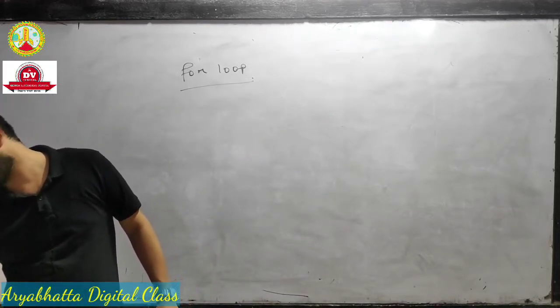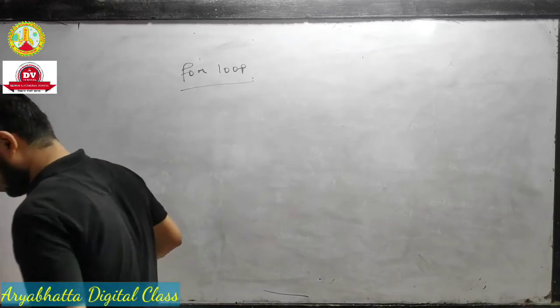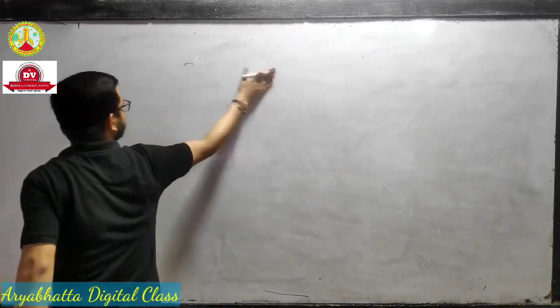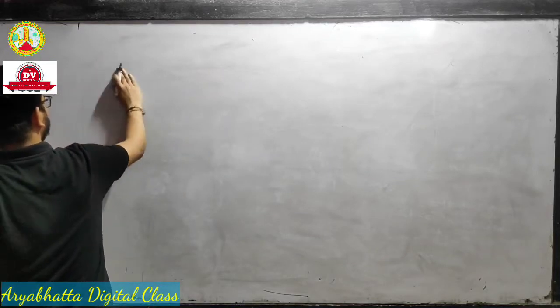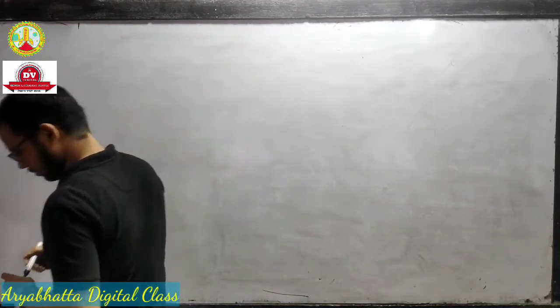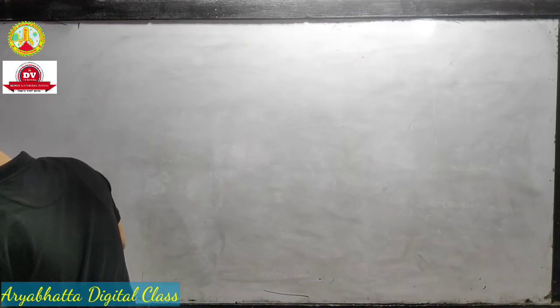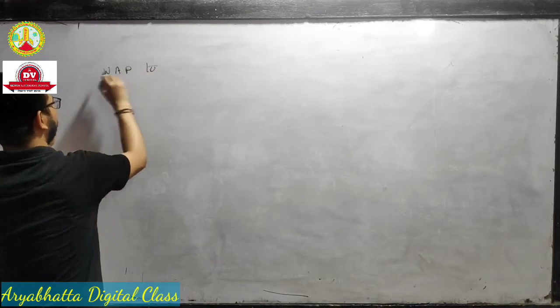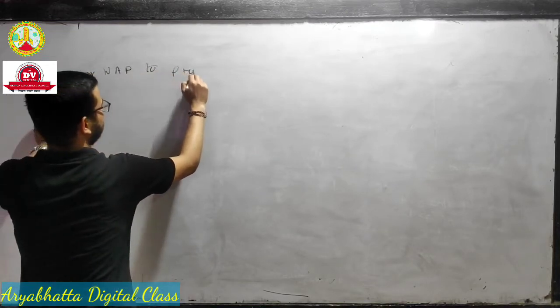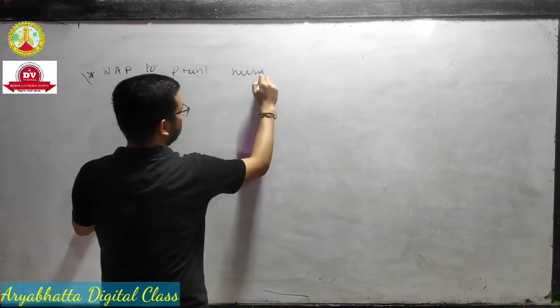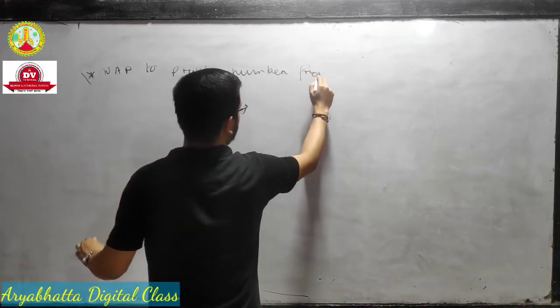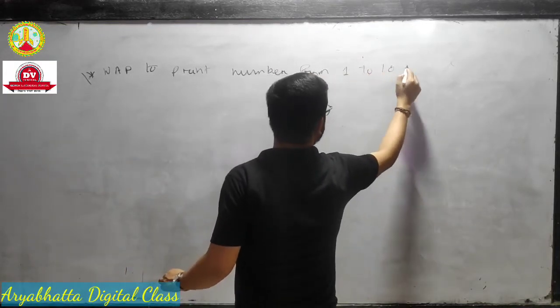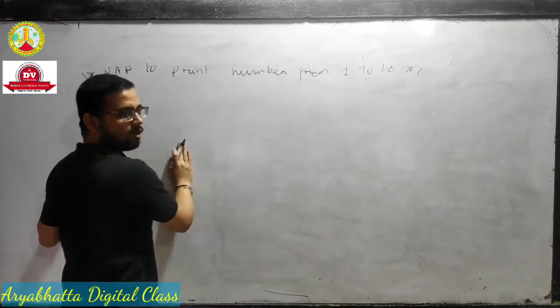Let's simply write one for loop program. Number 4. Okay. Write a program to print numbers from 1 to 10. This is very easy, but with just one difference.